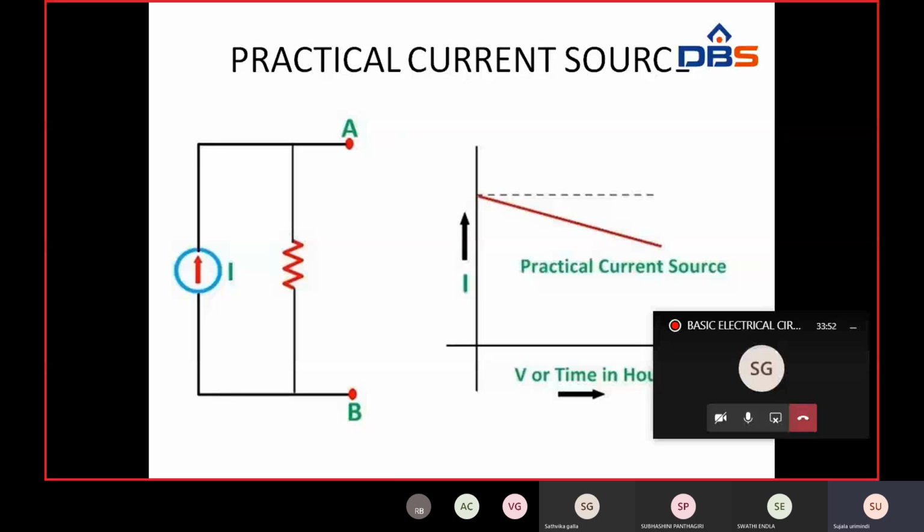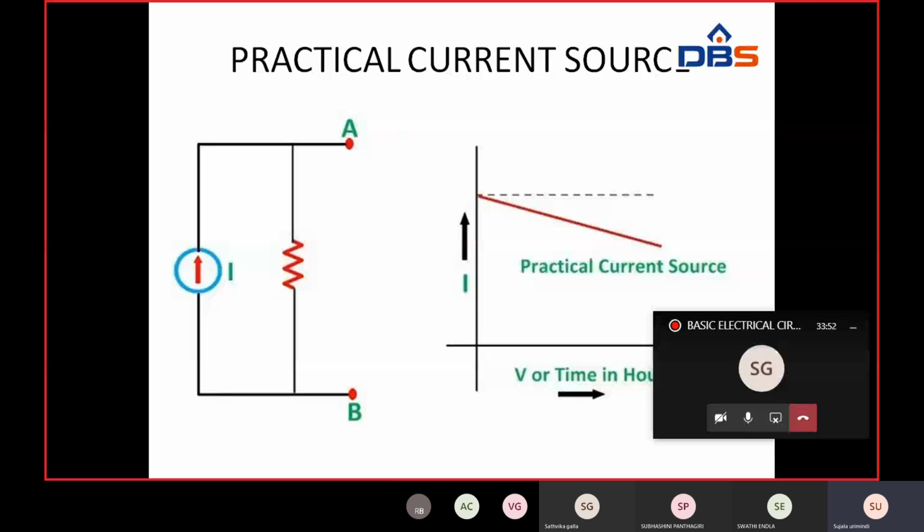And there is another classification of the network elements: linear and non-linear elements, lumped and distributive elements, unilateral and bilateral elements, time variant and invariant elements.